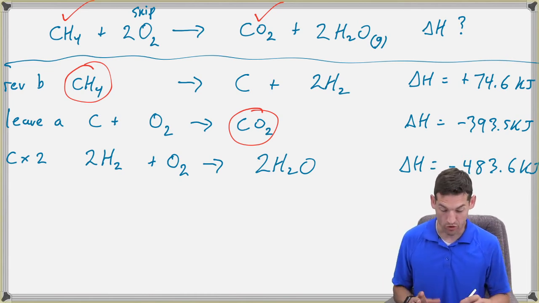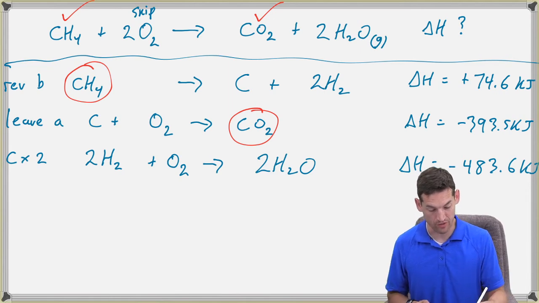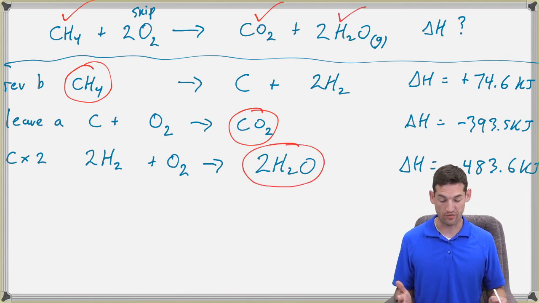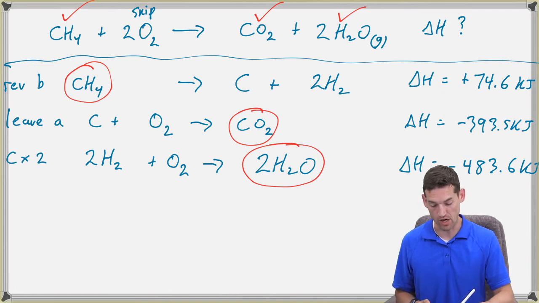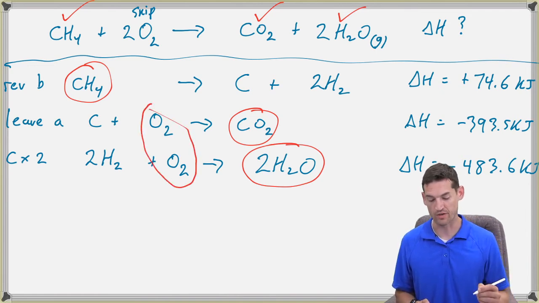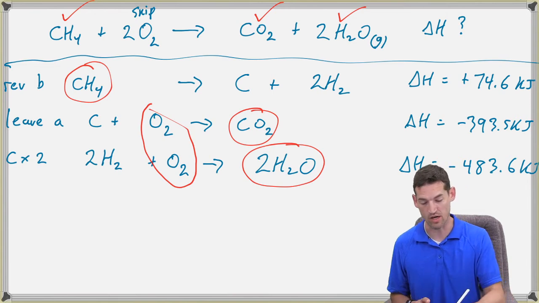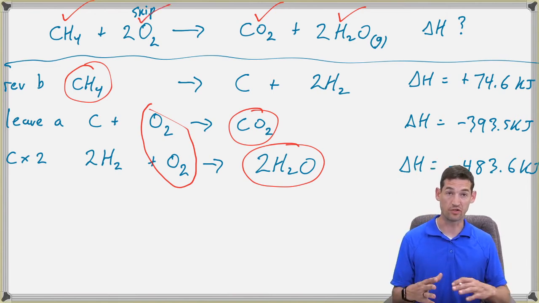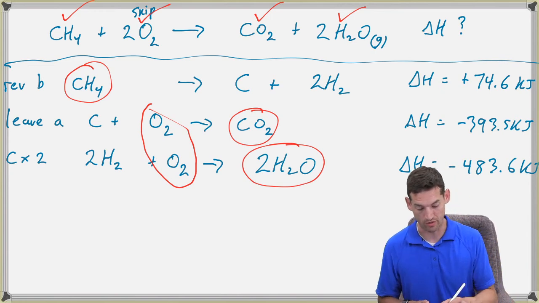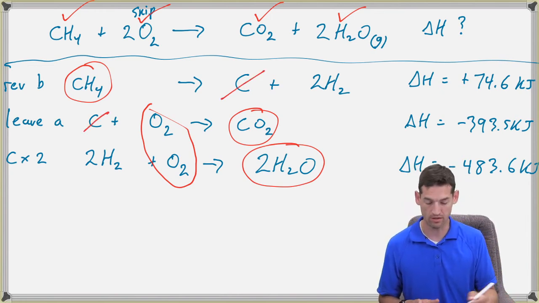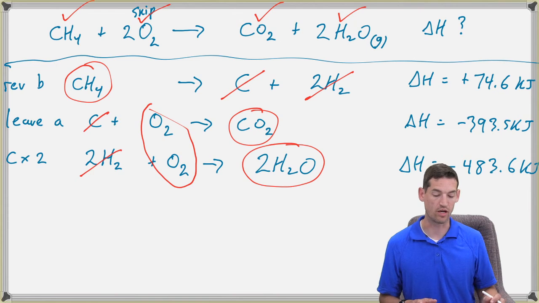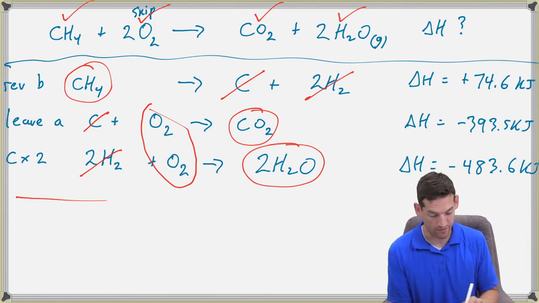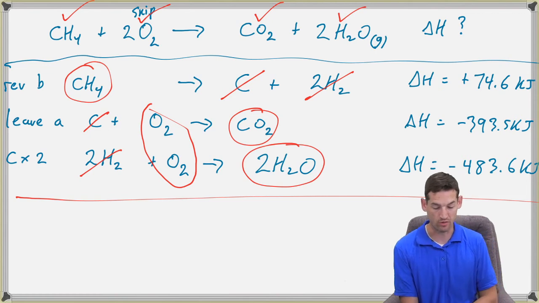All right. So now I go through. I've got my 2 water. Check. Let's see if the oxygen worked out. I needed 2 oxygen. Boom. If I combine those together, I've got my 2 oxygen. Now I can check that off. But I've got some leftovers that I need to make sure cancel out. Carbon here, here, 2 hydrogens here, 2 hydrogens there. Boom, got it. So everything that we're left with is our desired equation.